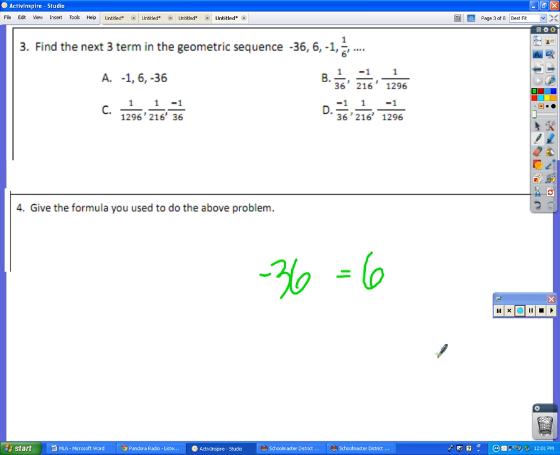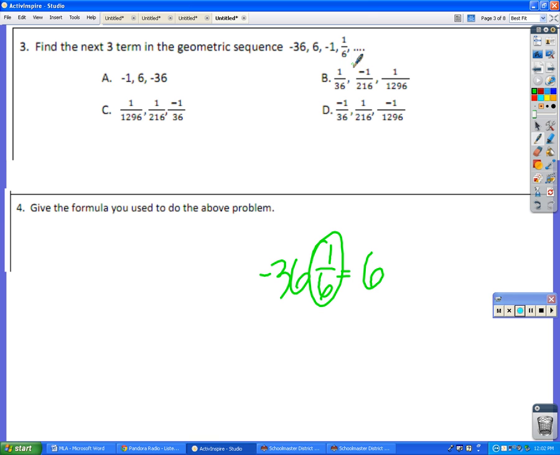I divided it. Right, what do you divide by? I did negative 36 divided by 6. Okay, good. And do you know how you can change division into multiplication? If I'm dividing by 6, that's the same as multiplying by 1/6. So I am multiplying by 1/6 every time, because 6 times 1/6 is 1, which is what I wanted. 1 times 1/6 is 1/6.